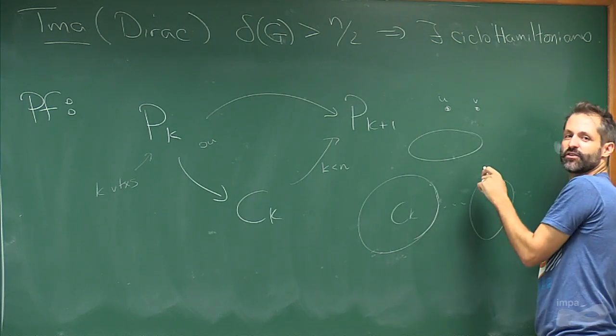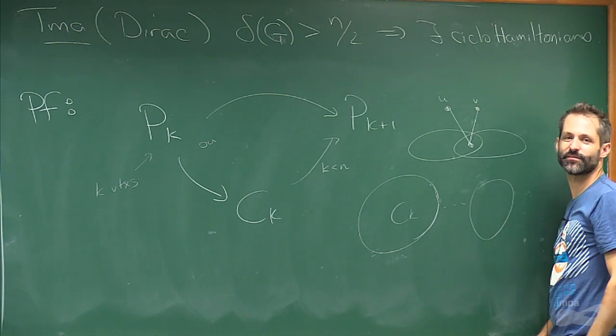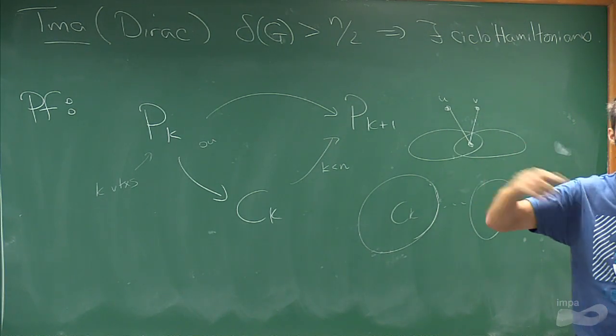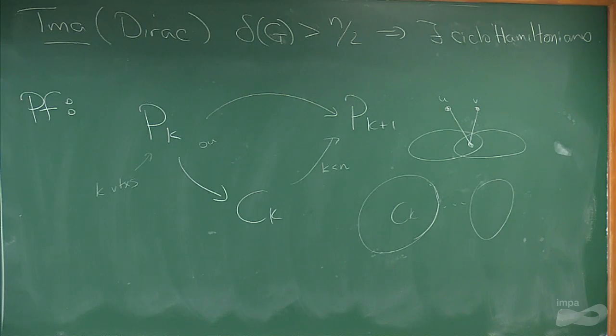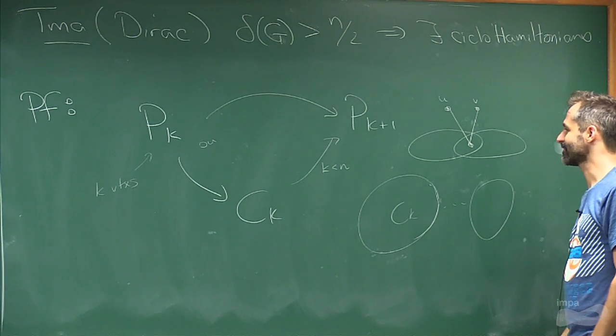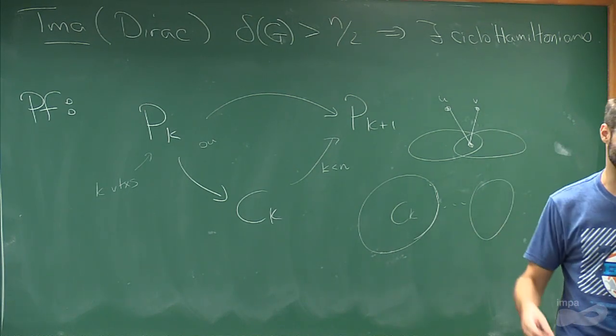Why? Because he's got n over 2 neighbors, so there's a neighbor in common. In fact, this graph has diameter, the maximum distance between vertices, 2. So it's connected, so this doesn't happen. It's probably more complicated than your proof, but it has this nice side effect.